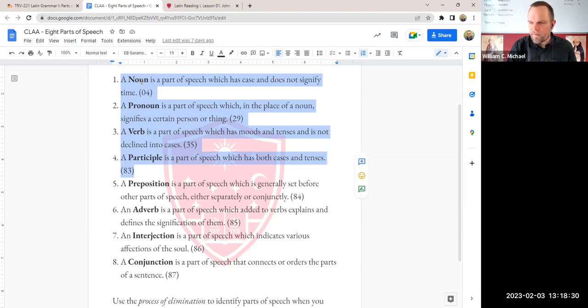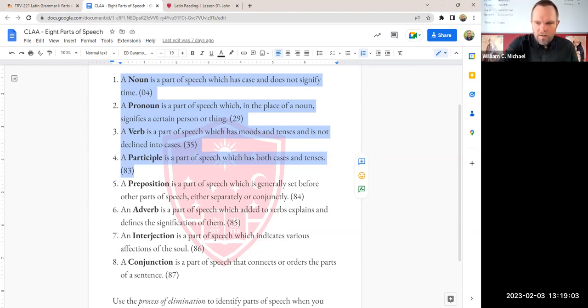Lastly, number 4. A participle is a part of speech which has cases and tenses. Does principio have cases and tenses? Yes or no? No, it doesn't. So participles are off the list. So we're left with only one option. Principio must be a noun. Okay? Principio must be a noun. So on your scratch paper there, just write principio and mark that it's a noun.